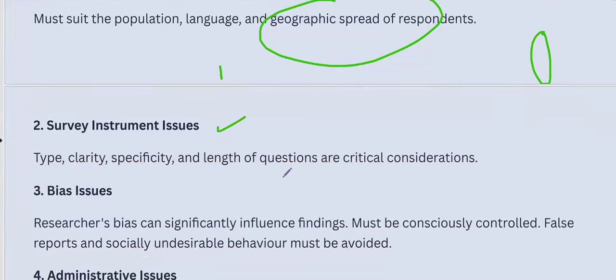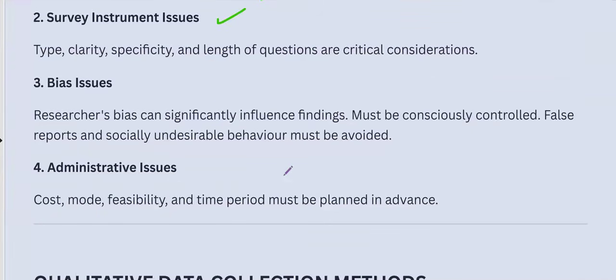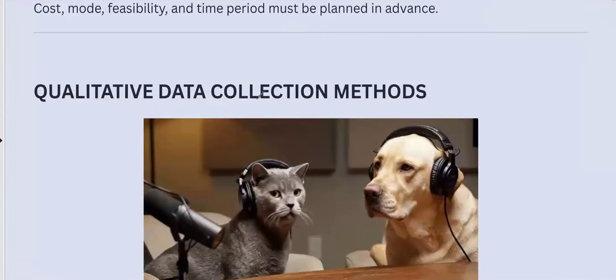Then survey instrument issues. So the clarity, as I told you, the length of questions, everything which we discussed in questionnaire, it is very important here. Biases. Are you trying to attach your biases, your values? Then administrative issues, your cost, mode like digital. Is everyone using mail? No, there can be so many constraints as well.